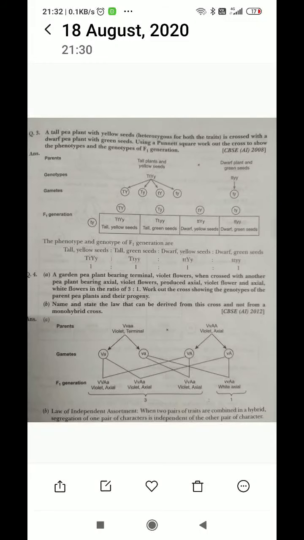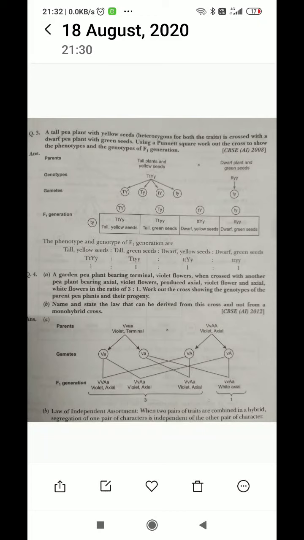Good morning, children. Today, let us do some more questions related to your monohybrid cross and dihybrid cross. Now, your question is: a tall pea plant with yellow seeds, heterozygous for both the traits, is crossed with a dwarf pea plant with green seeds. Using a Punnett square, work out the cross to show the phenotypes and the genotypes of F1 generation.